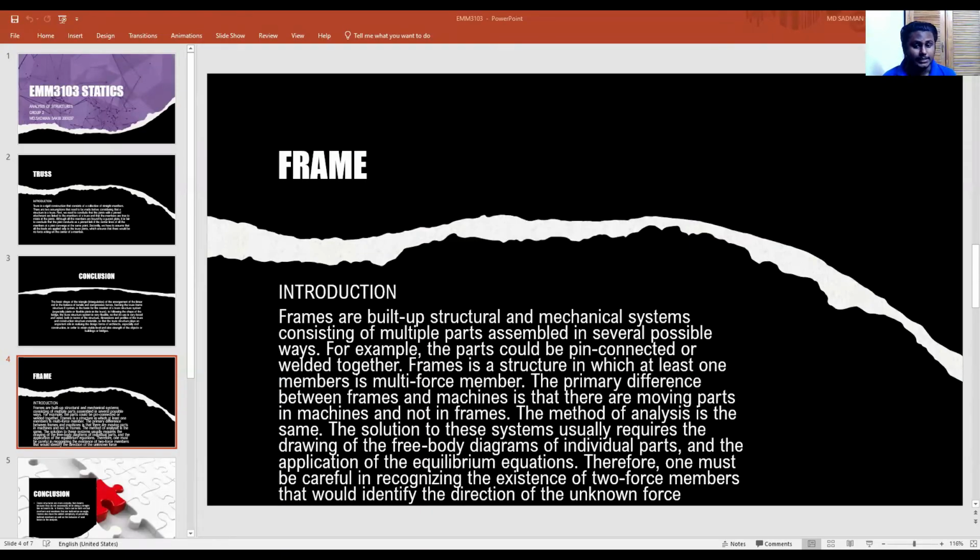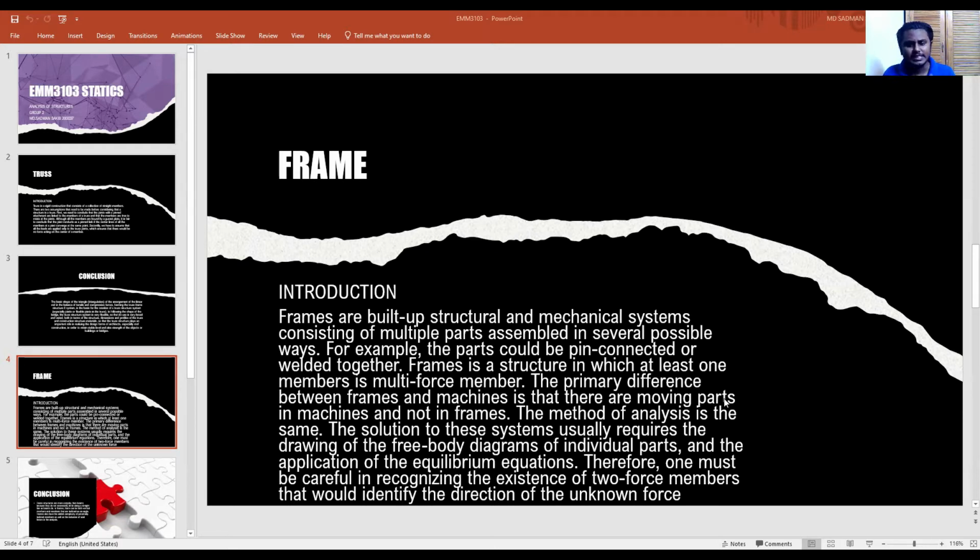Okay, now let's move to the introduction part of frame system. Frames are built-up structural and mechanical systems consisting of multiple parts and assembled in several possible ways. For example, the parts could be connected or welded together. A frame is a structure in which at least one member is a multi-force member. The primary difference between frames and machines is that there are moving parts in machines and not in frames. The method of analysis is the same.